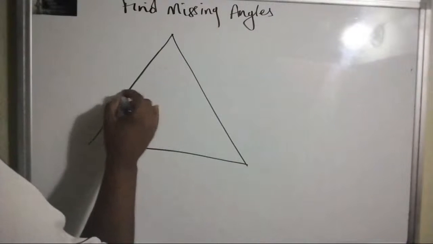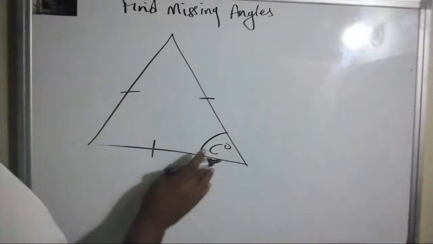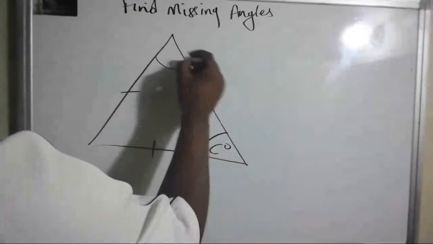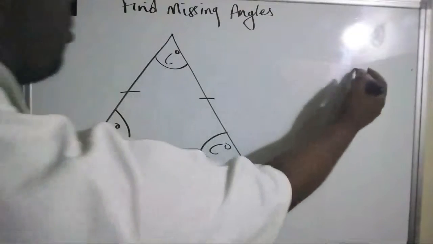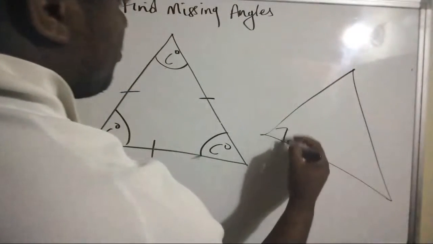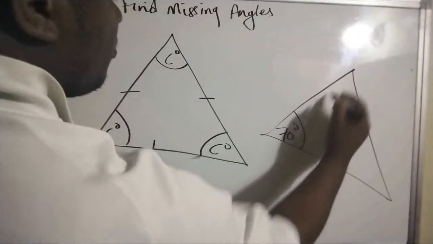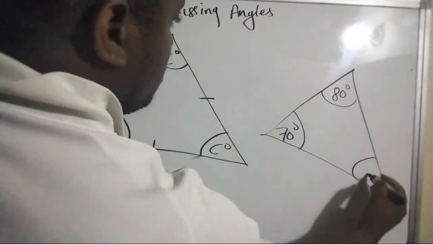Not just one, two of them. What will be the value of angle C and the reason, and also this one. So this would be D.